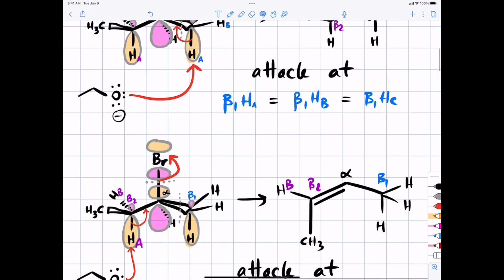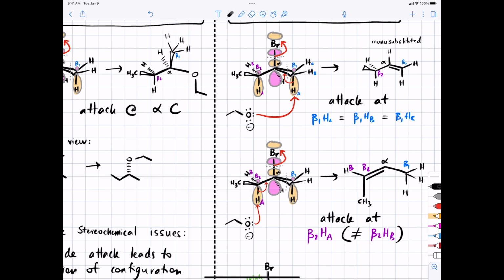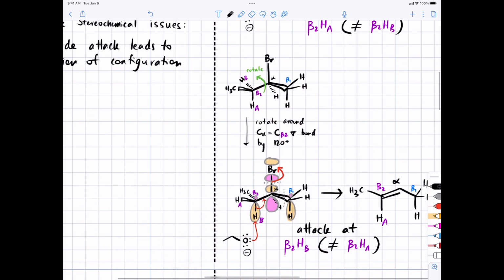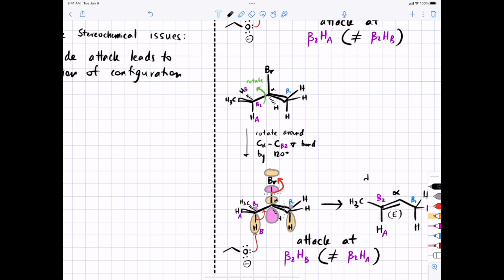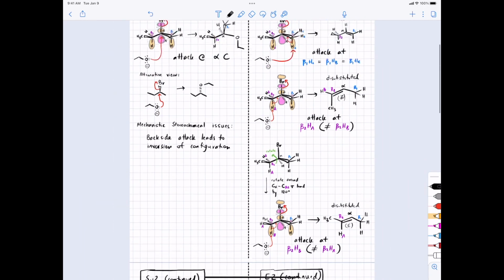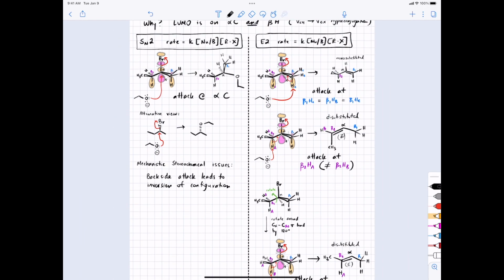So we get one mono-substituted product, and we get two di-substituted products. We get this Z or cis isomer. We also get this E or trans diastereomer. And we will talk in just a little bit about whether you can expect one of these elimination products to dominate over the others.